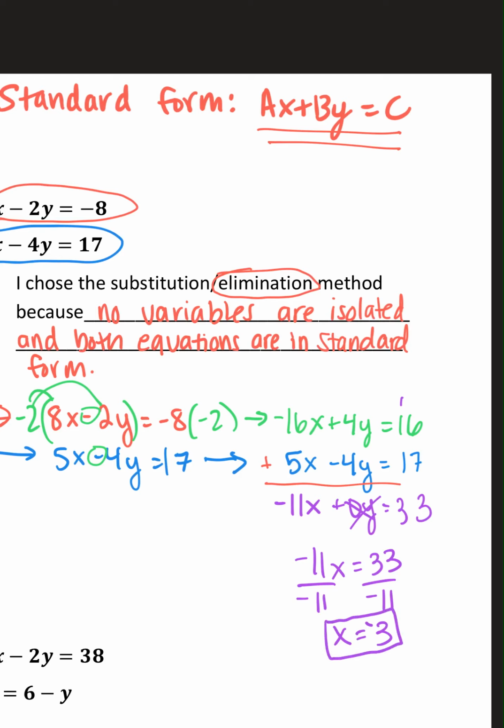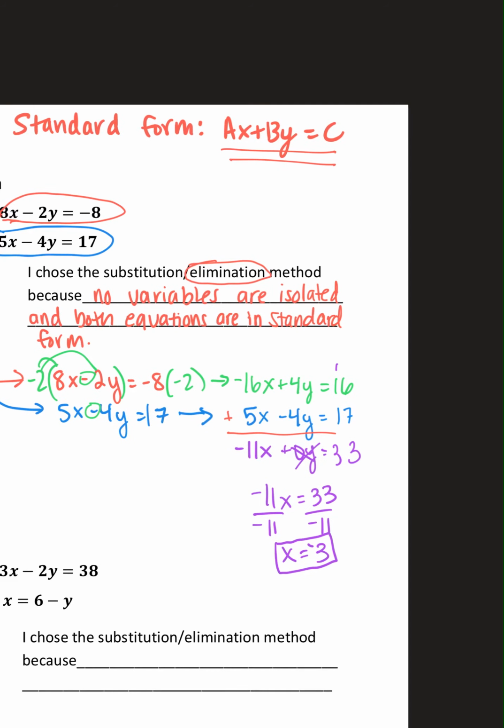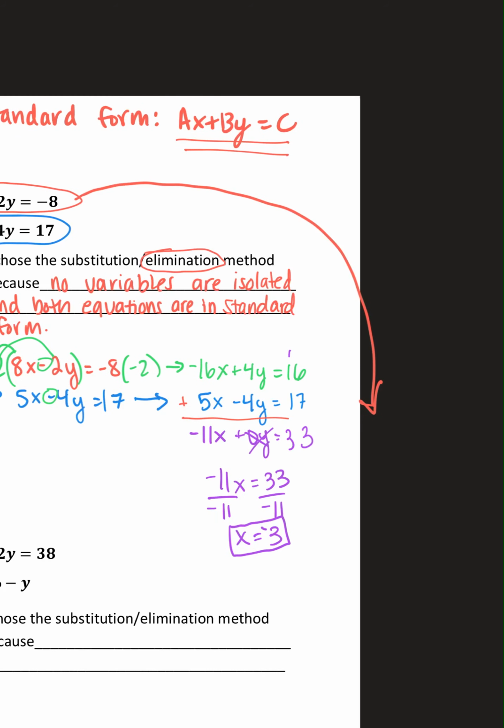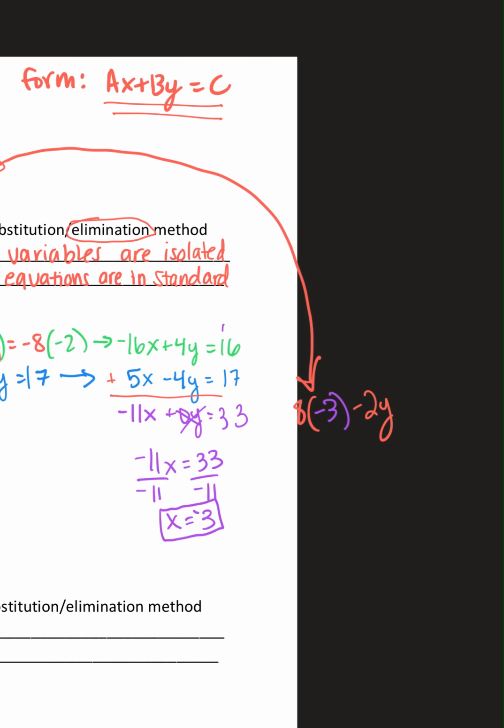Okay, so now we're going to go back to the first equation. Just because Missy likes to always use the first equation, you are more than welcome to use the second one if you'd like. And I'm going to plug negative 3 in for x. So I'm going to have 8 times negative 3 minus 2y equals negative 8.